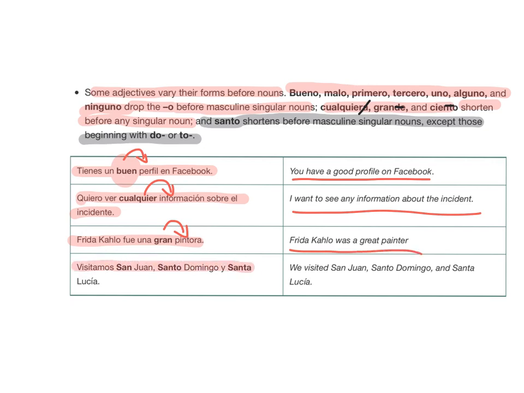Visitamos San Juan, Santo Domingo, y Santa Lucia. So you can see here that Santo got changed or shortened to San. But when we have do, that does not happen. And we also don't have that with Santa Lucia because that's feminine, and it only shortens before masculine singular nouns. We visited San Juan, Santo Domingo, and Santa Lucia.